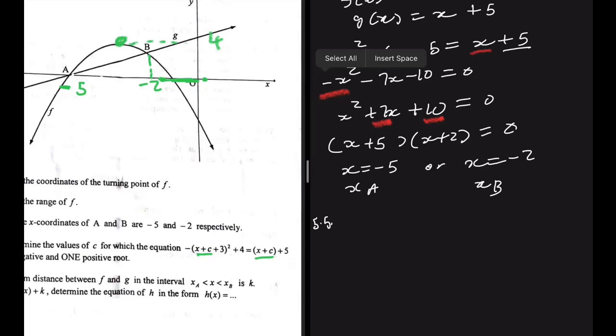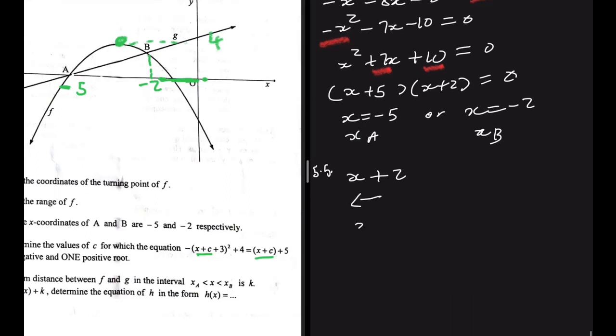Another thing to remember here is that if you have x plus 2, you are shifting your graph 2 units to the left, right? But if you have x minus 2, you're shifting it 2 units to the right. I know it's counterintuitive that the plus is to the left and minus is to the right in this case, but that's what it is, right?